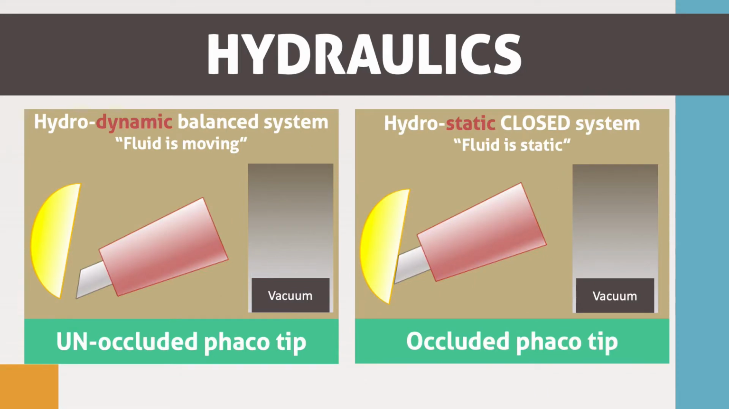We have two systems during phaco surgeries. One is called the hydrodynamic balance system, when the fluid is moving inside the eye and the phaco tip is not fully occluded. In this scenario, the vacuum is still at zero. But when the tip is fully occluded, we call it the hydrostatic closed system. In the hydrostatic closed system, the pressure inside the eye reaches its maximum level and the vacuum starts to build up. So as you can see here, only in the hydrostatic closed system will the vacuum build up.